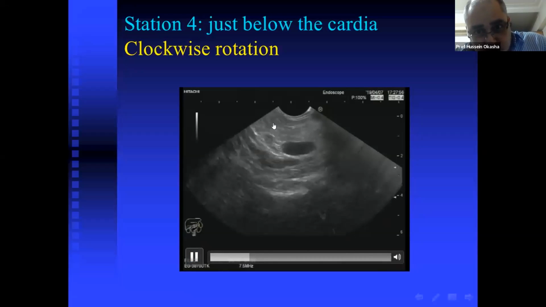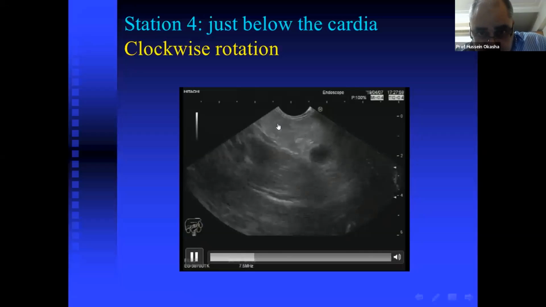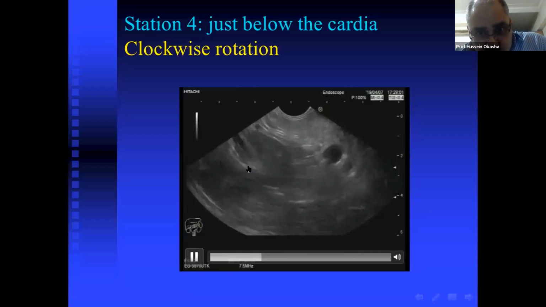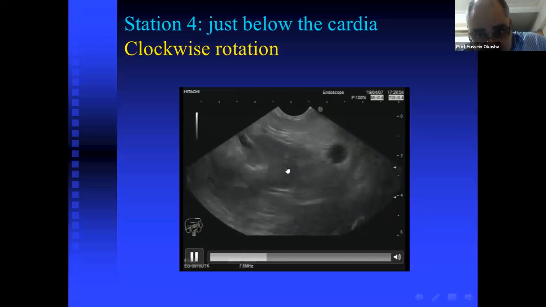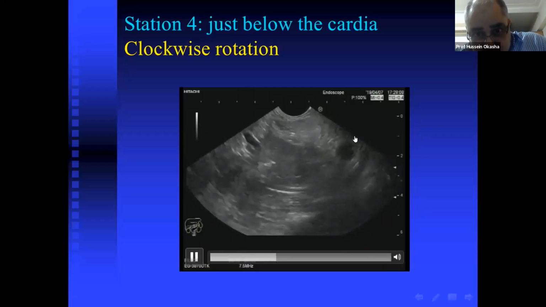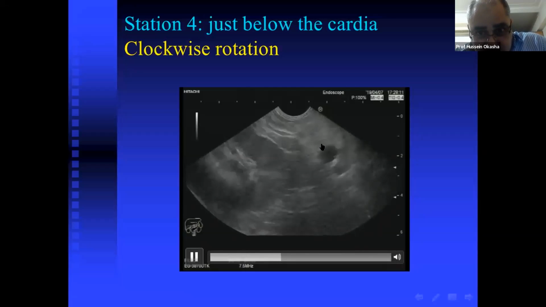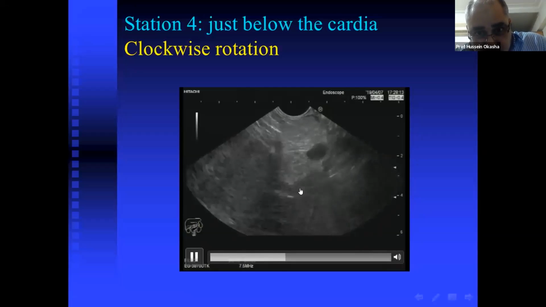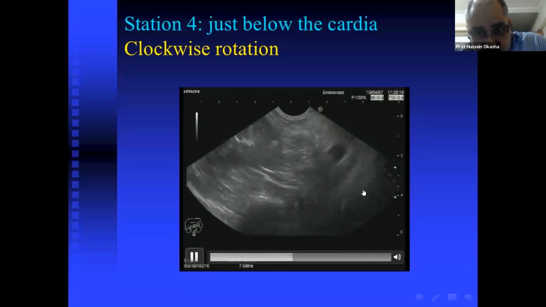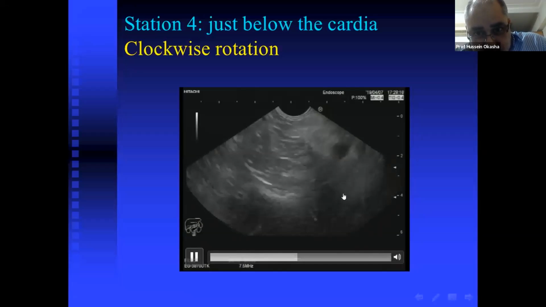Clockwise rotation. So this is the pancreatic body, and with more and more clockwise rotation, I can see the left kidney. So this is the pancreatic body, the part of the pancreas at the level of the splenic vessels and the left kidney. So this is the region of the pancreatic body, and here more and more clockwise rotation, and I can see the spleen.